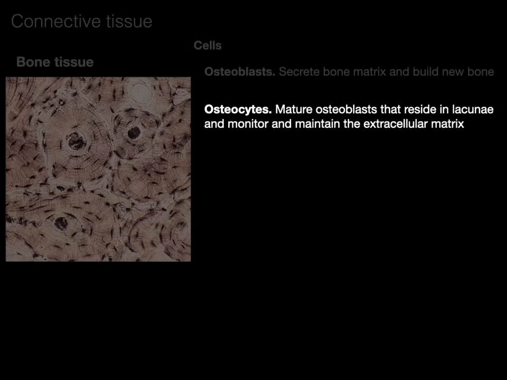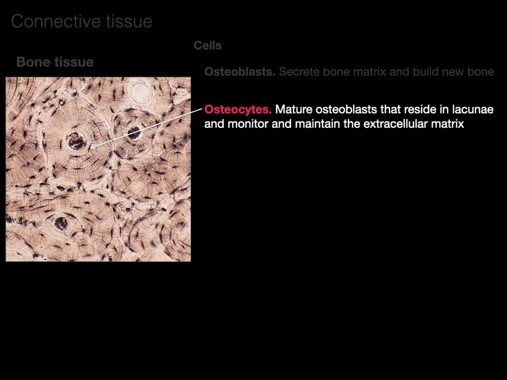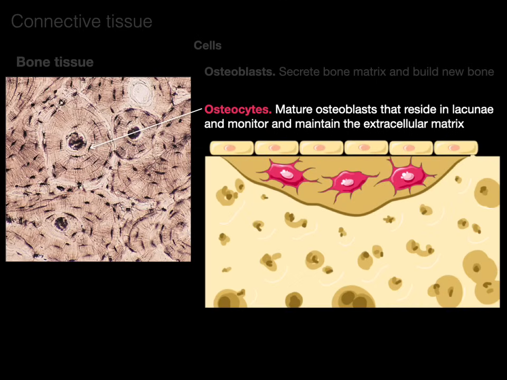Osteocytes are mature osteoblasts that reside in lacunae, these little caves. They monitor and maintain the extracellular matrix. So there's an osteocyte there. That's actually, the arrow's technically pointing to a lacuna, a black space, and in that black space is where we'd find an osteocyte. So here we've got now those mature osteocytes in pink that are surrounded by bone matrix.